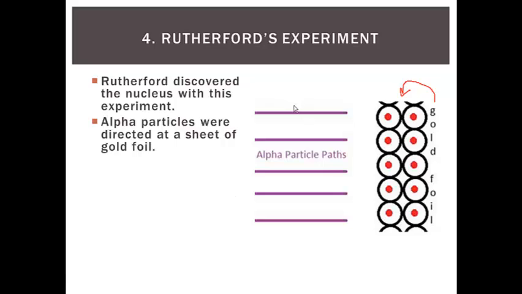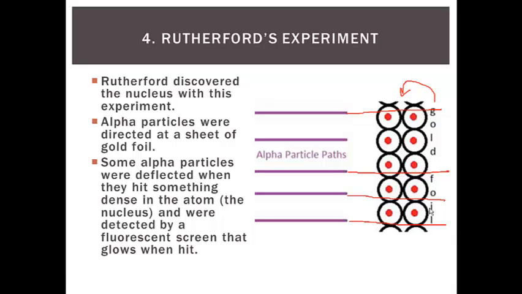So what he found is that most of the time the alpha particles would just go straight through. But every once in a while, one of these alpha particles would encounter something that was very dense and very positive. And this would cause them to deflect. So every once in a while, an alpha particle would hit this dense center here, and it would bounce back. And he's got a little detector, a little screen that glows every time it is hit by an alpha particle.